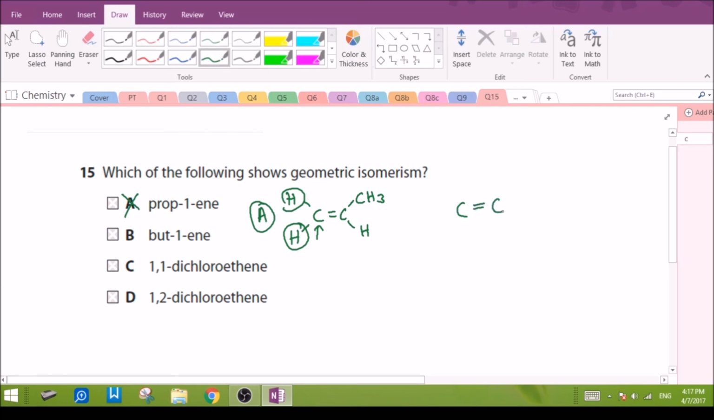But-1-ene: the 1 means that the double bond is located at carbon number 1. Again, if we focus down here, this is a double bond, and this carbon contains 2 identical hydrogen groups. So there will be no geometric isomers for but-1-ene also.